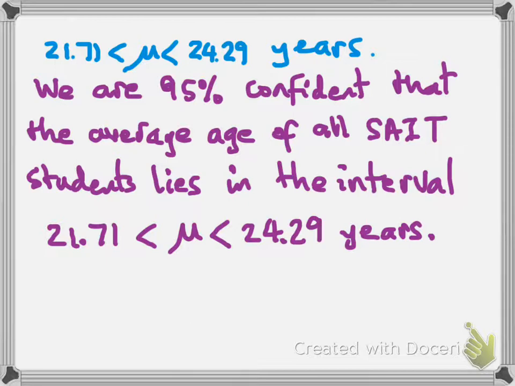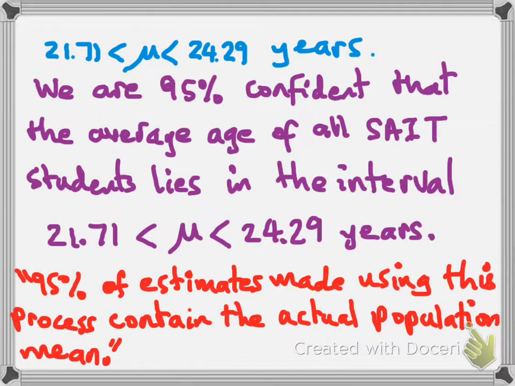A 95% confidence interval means that the process that's used to create this interval is accurate at 95%, which means that when you use this process to create 100 estimates of the ages of state students, 95 of those estimates you have made will contain the actual population mean, which is a pretty decent estimate, if you ask me. Okay, that is how you create a confidence interval when you know the population standard deviation.